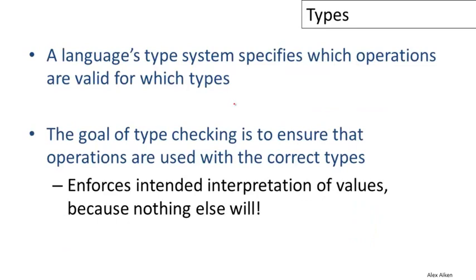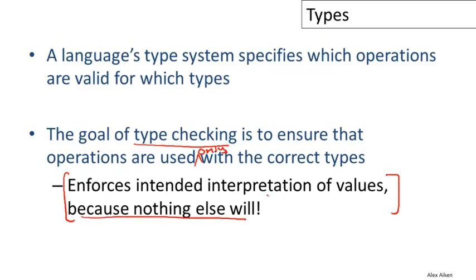So perhaps I'm belaboring this point, but I think it's important. So one more time. A language's type system specifies which operations are valid for which types. And then the goal of type checking is to ensure that operations are used only with the correct types. And by doing this, type checking enforces the intended interpretation of values because nothing else is going to check.